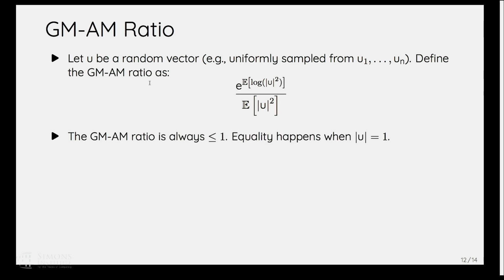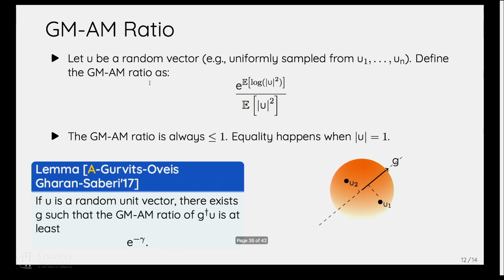Now, my direction g has to have this property that when I project all of my vectors onto g, the GM-AM ratio doesn't become too small. Okay? And this is a statement that's independent of the dimension, the number of vectors, everything. So here is a self-contained statement of it.